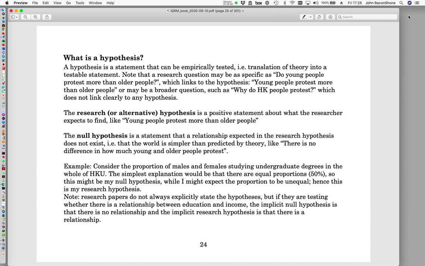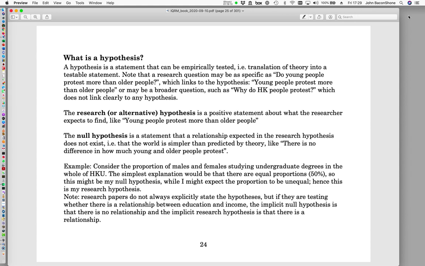Or another example would be, let's consider the proportion of males and females studying undergraduate degrees in the whole of Hong Kong U. The simplest explanation would be that there should be no difference, right? There are roughly the same proportions of males and females in schools, so why shouldn't there be roughly the same proportion of males and females studying in the whole of Hong Kong U? So this might be my null hypothesis, the simpler one, but actually I don't really expect it to be equal. I would expect it to be unequal because we know there are some biases in society. So this might be my research hypothesis.